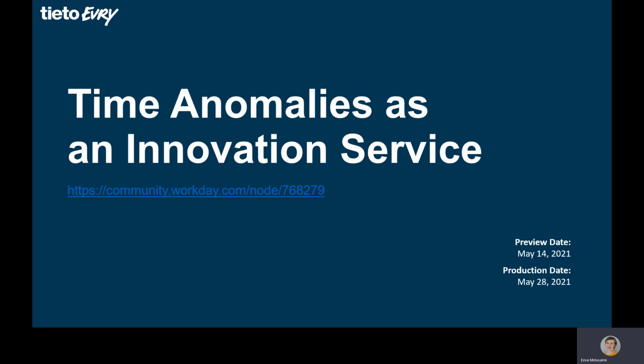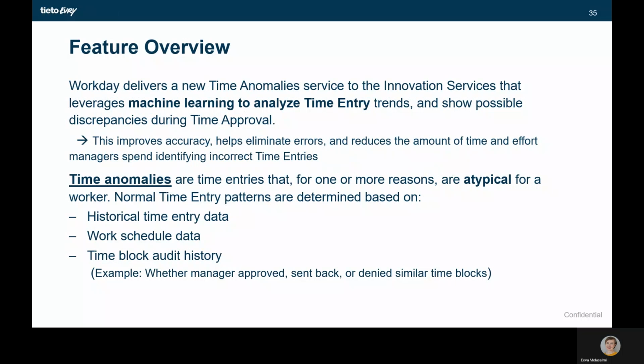Then the next highlight topic, this is probably the one that I am most excited about. It's called time anomalies as an innovation service. Again, find here the link to the What's New posting in the community. This feature was from Workday Release 1 Plus updates. It was released into preview in mid-May and then into production at the end of May. So if you have subscribed to innovation services, it's something that is available to you already.